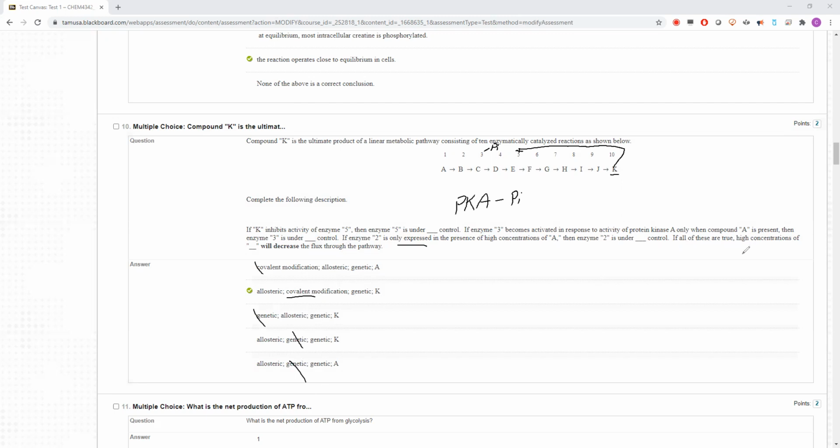If all these are true, then what will decrease flux? K stops enzyme 5. So K is stopping it. Your other example is A, because I only give you two choices, K or A. And here it's saying A is activating enzyme 3. So it has to be K that is decreasing flux. So that's why the answers line up that way.